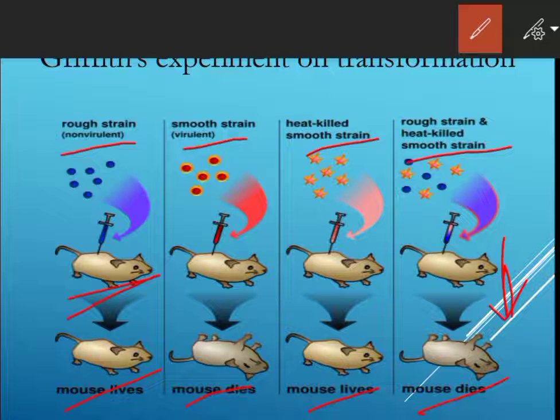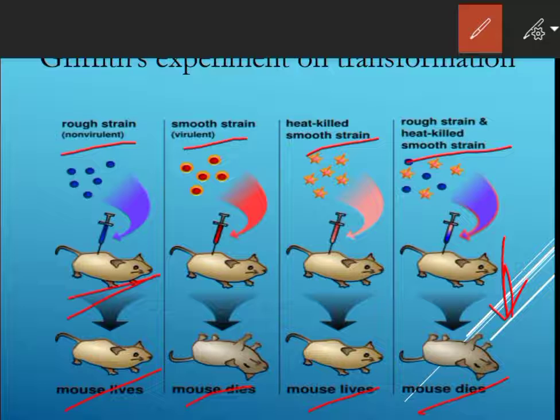That is, some transforming principle had transferred from the heat-killed S strain, which helped the R strain bacteria to synthesize a smooth polysaccharide coat and thus become virulent. This must be due to the transfer of genetic material. However, he was not able to define the biochemical nature of genetic material from his experiments. So, biochemical characterization of the transforming principle was done.